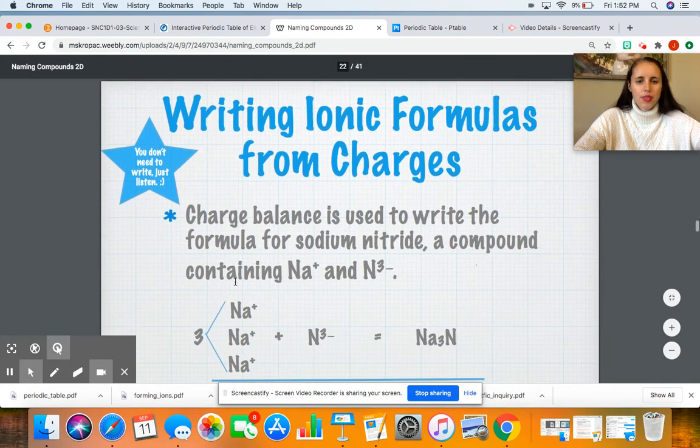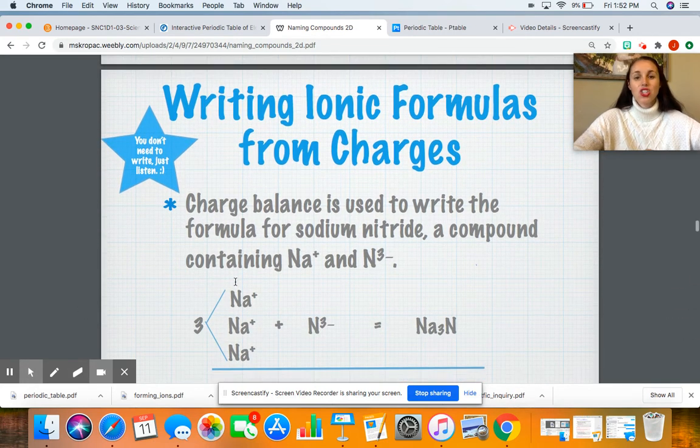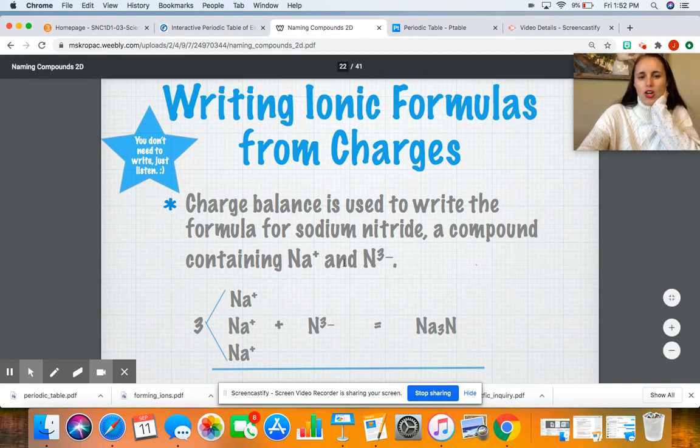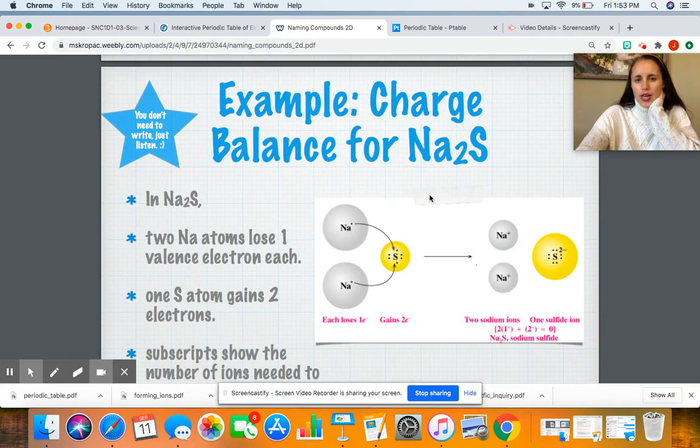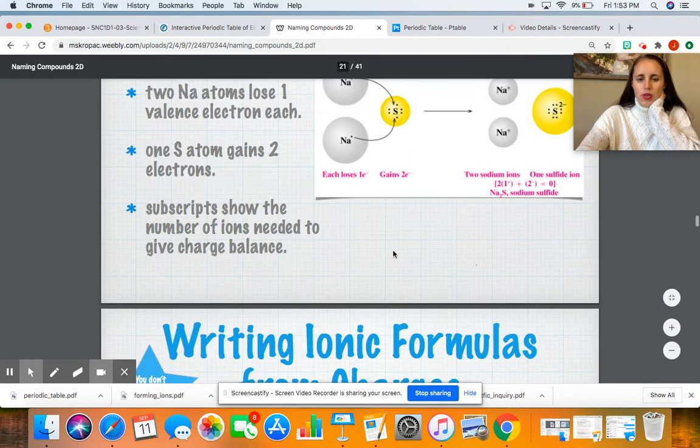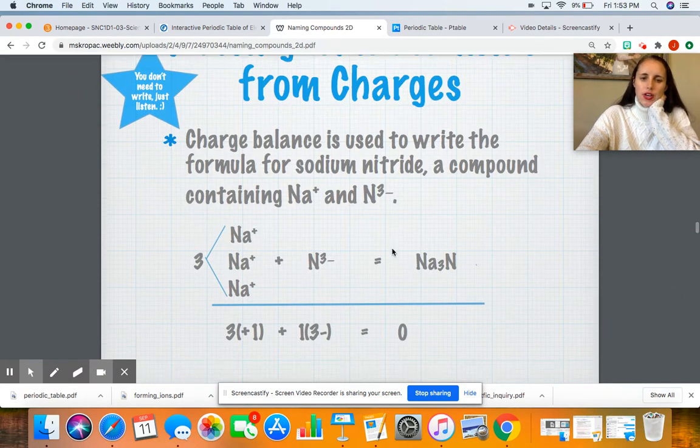Let's scroll and let's look at how to actually write ionic formulas from charges. So charge balance is used to write the formula for sodium nitride, a compound containing Na plus and N3 minus. So we're going to look at how to actually figure out charge balance without having to draw the compound. So we were drawing out my ions before. We don't need to do that. We're going to look at how to actually figure that out.